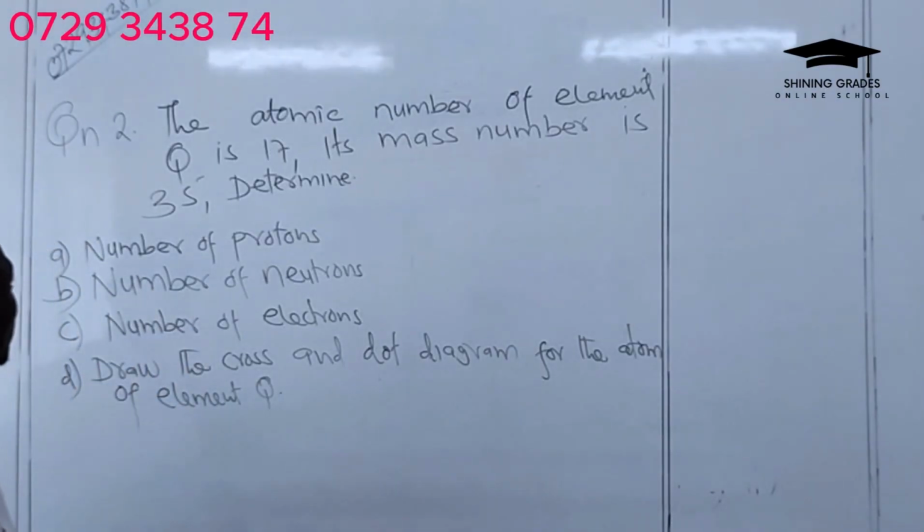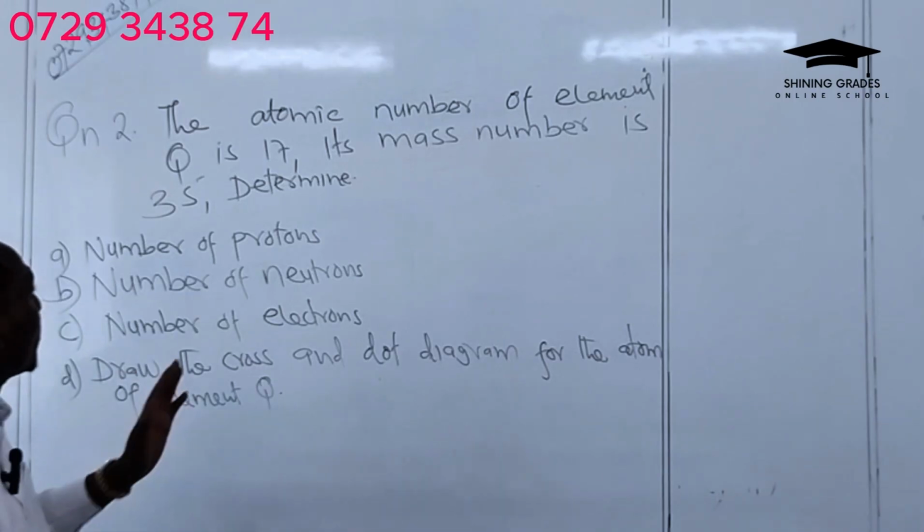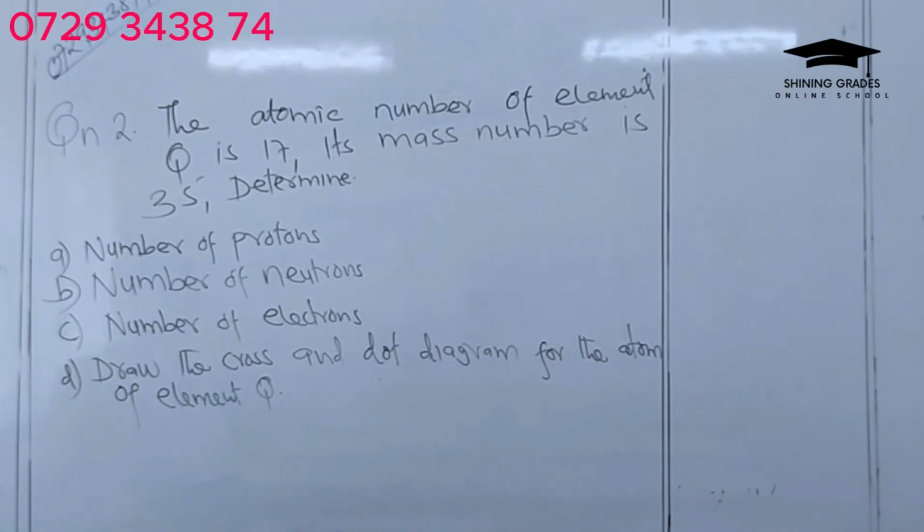So question number 2, the atomic number of element Q is 17. Its mass number is 35. Determine A, the number of protons, B, the number of neutrons, C, the number of electrons. Lastly, draw the cross and dot diagram for the atom of element Q. So starting with the first question, the number of protons.